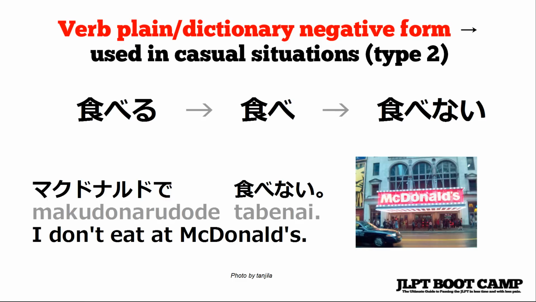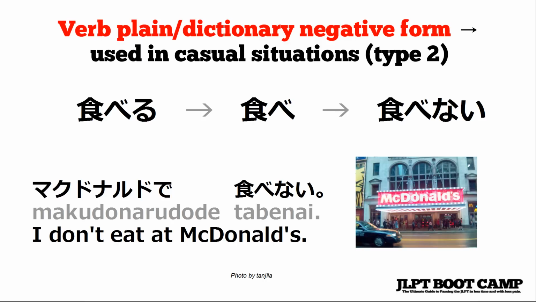So, for example, if you wanted to use tabenai in a sentence, you could say makudonarudo de tabenai. I don't eat at McDonald's. And as you can see, the katakana for McDonald's is very different from what we would say in English. And so this is why McDonald's are everywhere in Japan, but a lot of Japanese will not recognize when you say, oh, let's go to McDonald's. They don't know what McDonald's is, even though it's everywhere, because it's a completely different sound in katakana.